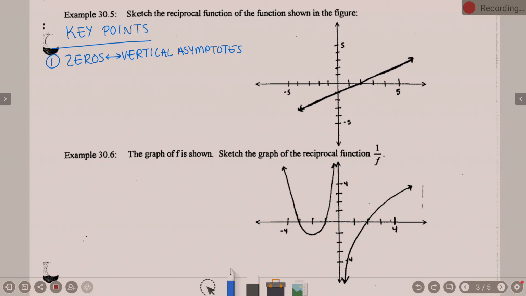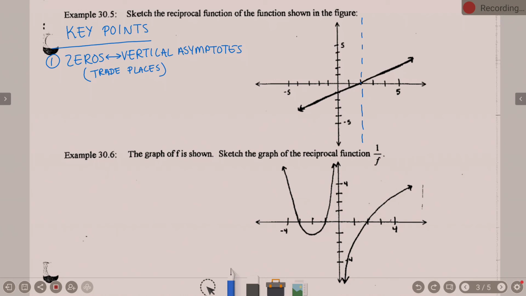Zeros and vertical asymptotes are going to trade places, right? If it was a 0, it becomes a vertical asymptote. If it was a vertical asymptote, it becomes a 0. So as we look at this graph right here, we'll go step by step. We just have the graph of a line, yes? How does this first point affect this? There's an asymptote too. Okay, it was a 0 here, so now I'm going to turn this into an asymptote. Got it?